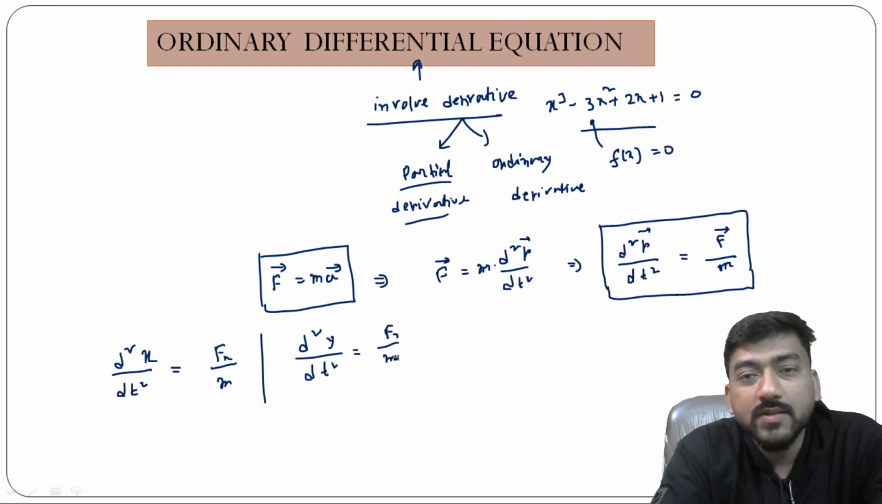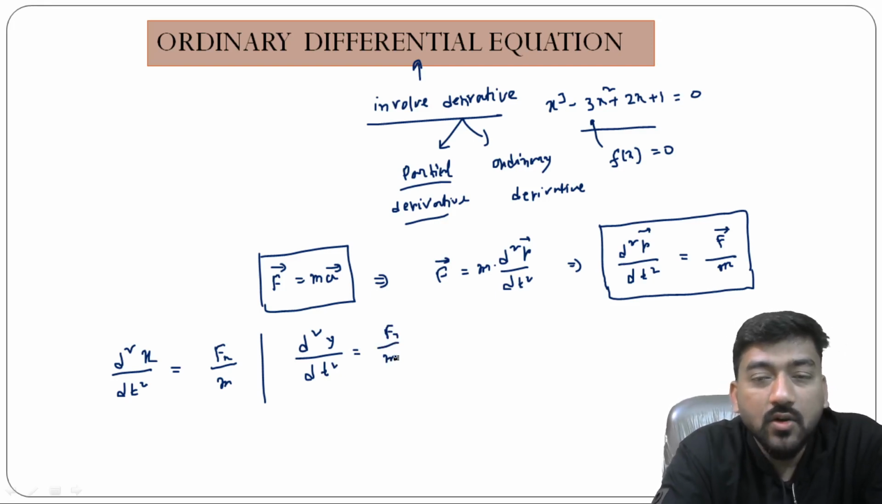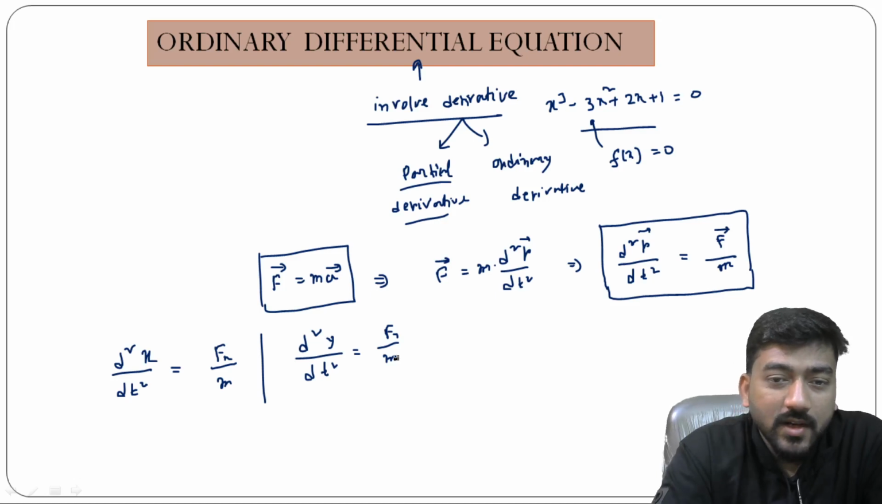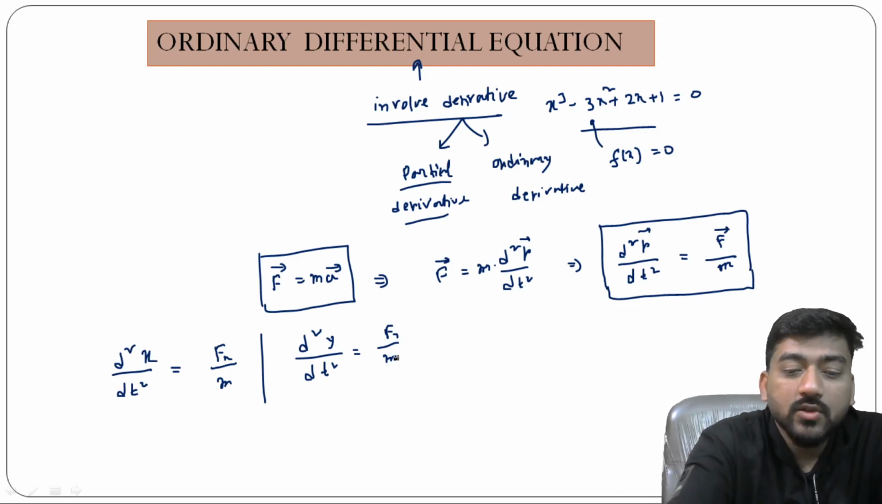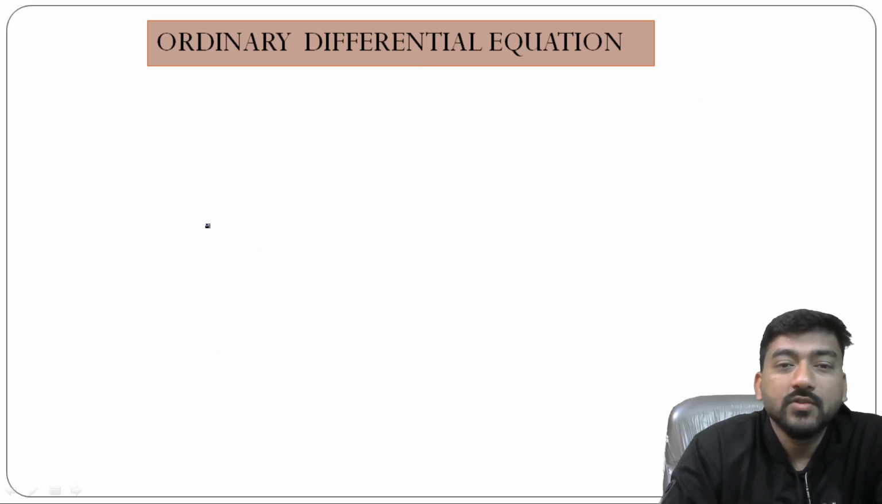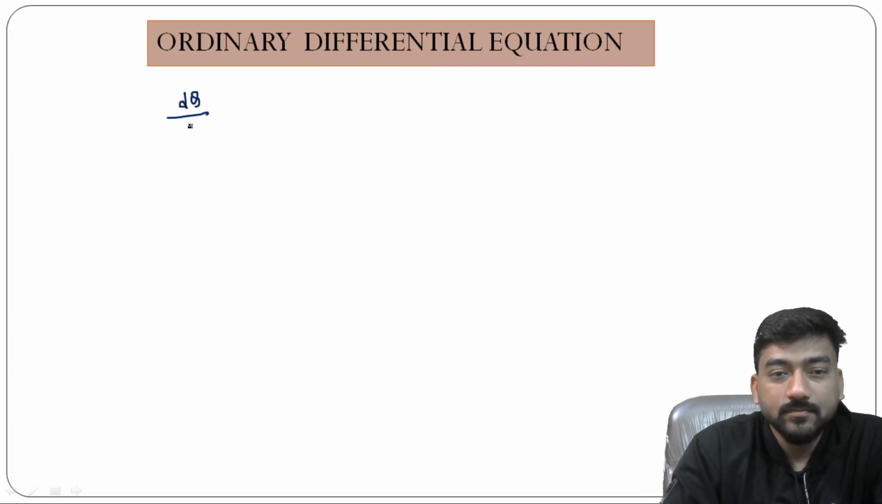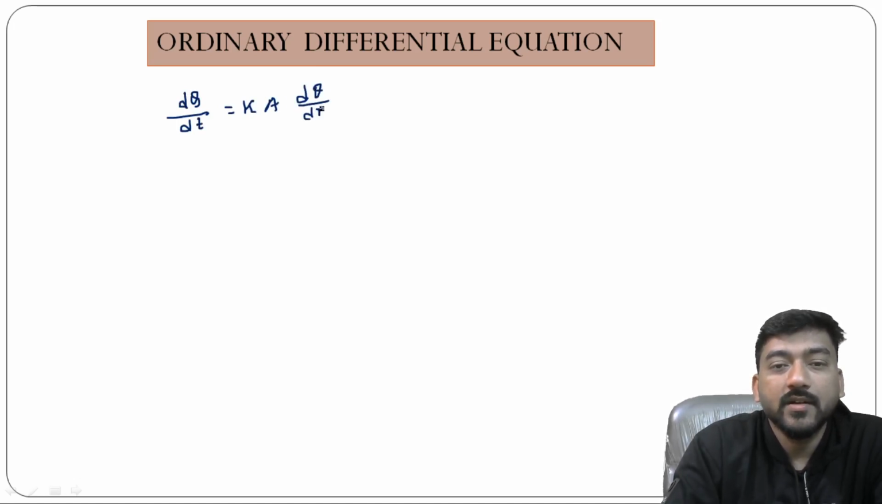When dynamics starts, there is a very basic law of physics, F is equal to ma, which involves a second order differential equation. Similarly, I can give you another example from heat. You know the rate of heat flow, dQ upon dt, is equal to KA, where K is the thermal conductivity, into d theta upon dx. This is the temperature gradient.